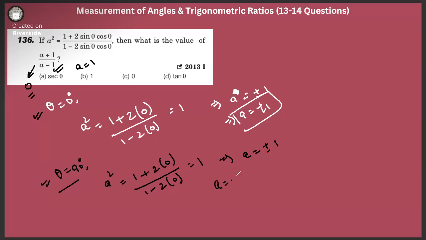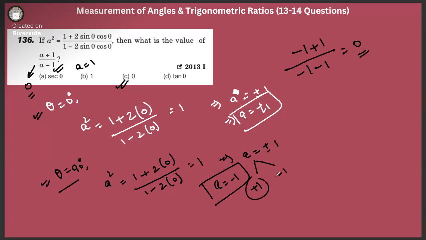Can we have A is equal to minus 1? If you put A is equal to minus 1, we get minus 1 plus 1 divided by minus 1 minus 1, which is again going to give you 0. Okay, that's there in the answer, but there are two possibilities of A, plus 1 and minus 1. From plus 1, we are only getting undefined. And from minus 1, we are getting 0.